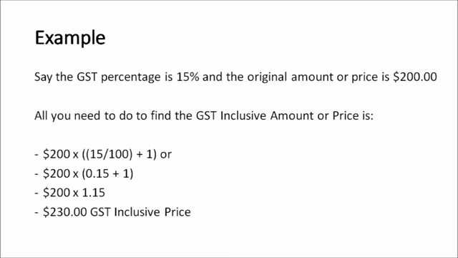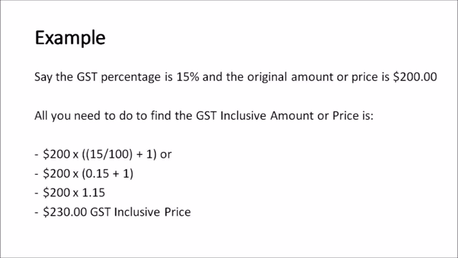1.15. Now from the steps given here, as you can see, so we take $200 and then we multiply by 15 over 100, which is 15% plus 1, right? Or $200 multiplied by 0.15 plus 1. 0.15 is the same as 15 over 100. So we get to $200 multiplied by 1.15. The answer you get is $230 GST inclusive price.